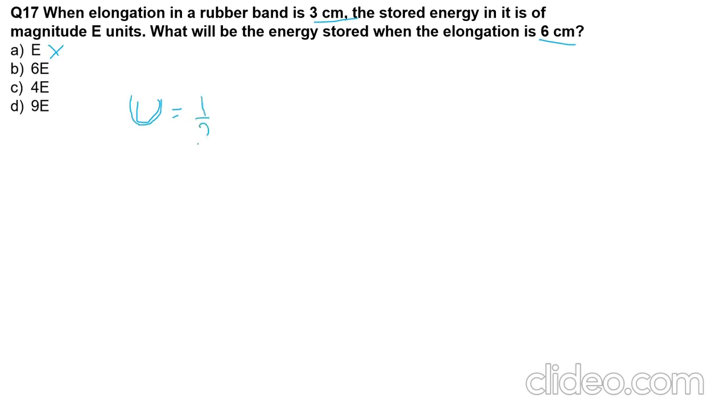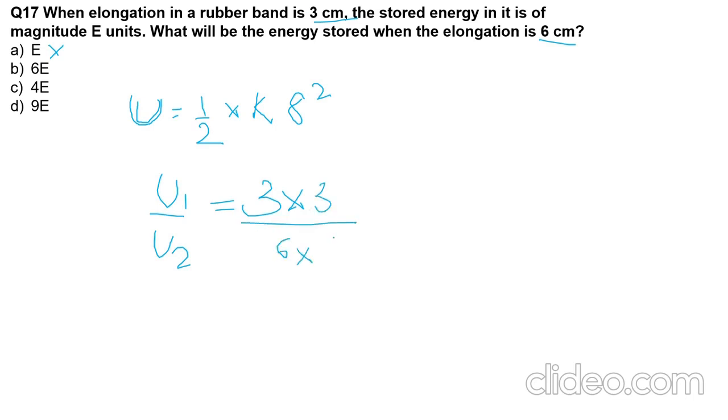It is half, some constant, into the elongation. So the relationship between the stored energy and the elongation is a square, right? It is a parabolic function. So if you have two values, u1 and u2, the stored energy when you have 3 centimeter and when you have 6 centimeter, you have 3 cross 3, then 6 cross 6, right? So you have 1 by 2 cross 1 by 2, so that will be 1 by 4.